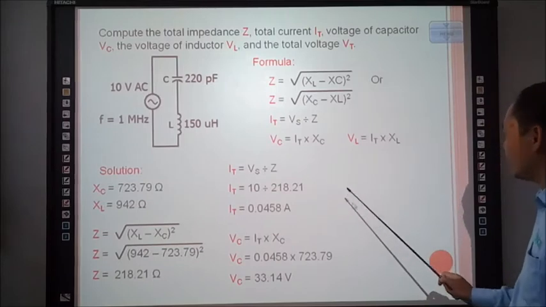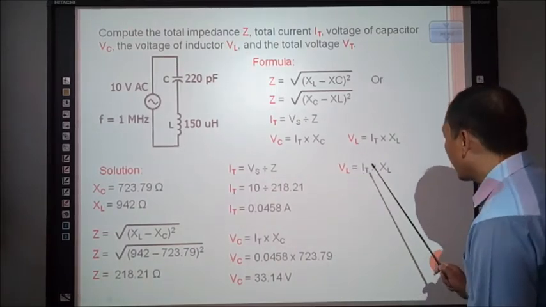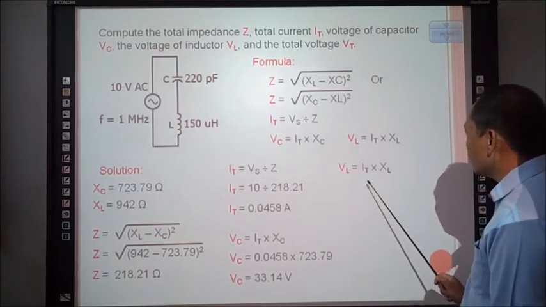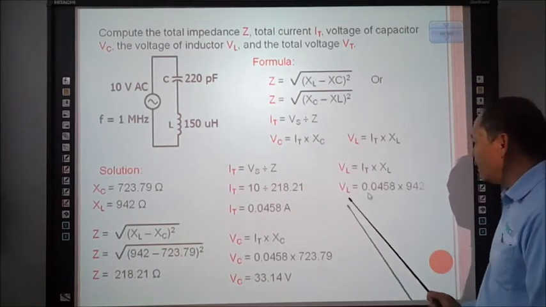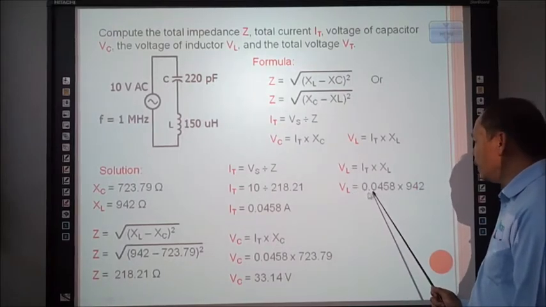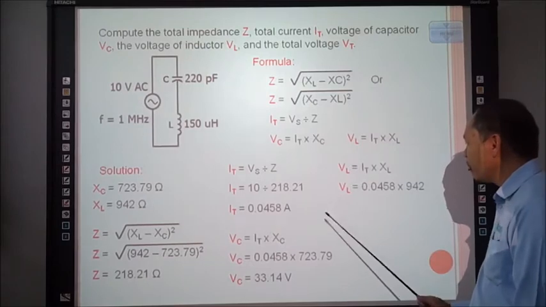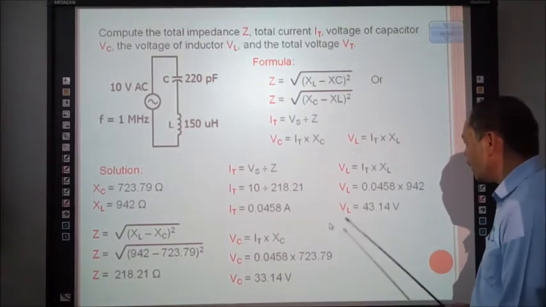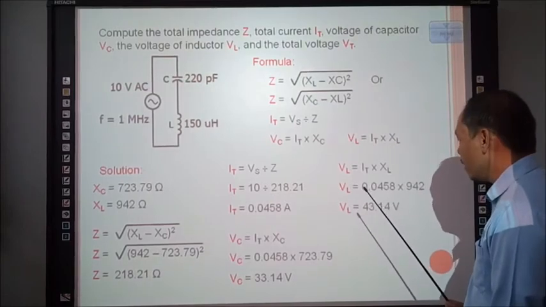The next, solve for the inductor voltage. So substitute the values of IT and XL. So your VL is equal to 0.0458 times 942. So your VL now is equal to 43.14 volts.